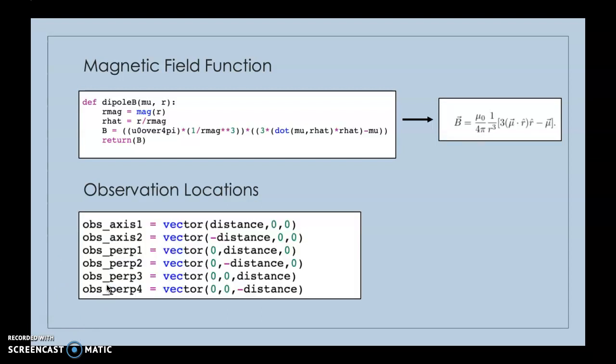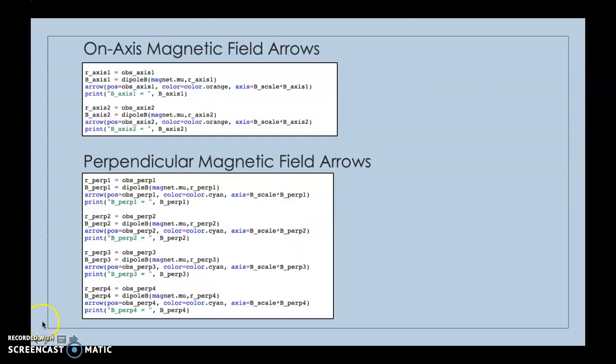I then created on-axis observation locations on the x-axis and off-axis or perpendicular observation locations on the y and z axes, all the same distance from the origin in their respective directions. My code then uses these observation locations and the function I created to calculate magnetic field at each location, and creates arrow objects to visualize these.